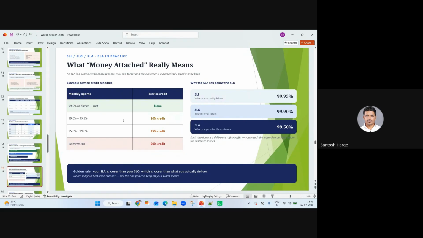So as and when your application has more monthly uptime, if your application is up more than 99.9, there won't be any charges. But when you breach the SLA, when your application availability is from 99.0 to 99.9, there will be a penalty of 10% credit. And again, if your application is 95 to 99, it will be 20% credit. All these credits will be based upon the type of the organization, the penalty will be adjusted accordingly. So to avoid the penalty, we are setting up the higher SLO target.